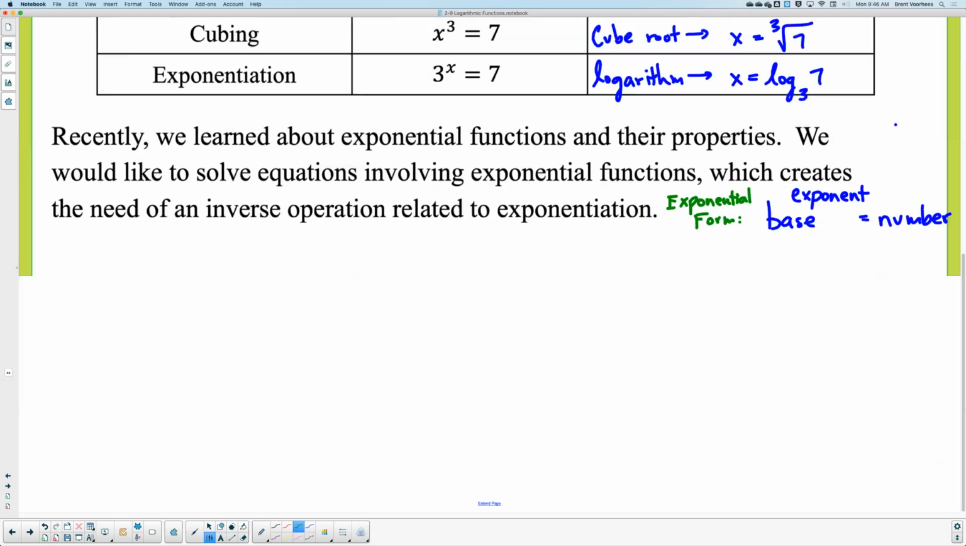So what happens with the logarithm, and I'll throw in a variable here. The exponent in exponential form is your x, and the number itself represents the y. Since we're doing an inverse, it's those two that switch. And so in logarithmic form, it's going to look like this.